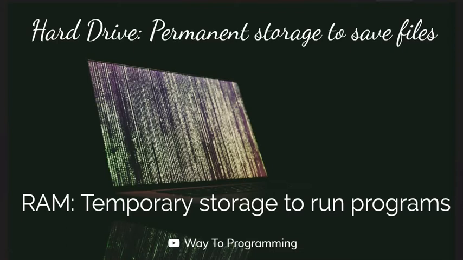So we also have hard drive. Hard drive is the permanent storage where files are saved. So hard drive is like the house, right? And RAM is like the playground. RAM is the temporary storage. So RAM is like the playground where instructions come to play and then they go back to the hard drive. So they are saved, they are stored in the hard drive, right?